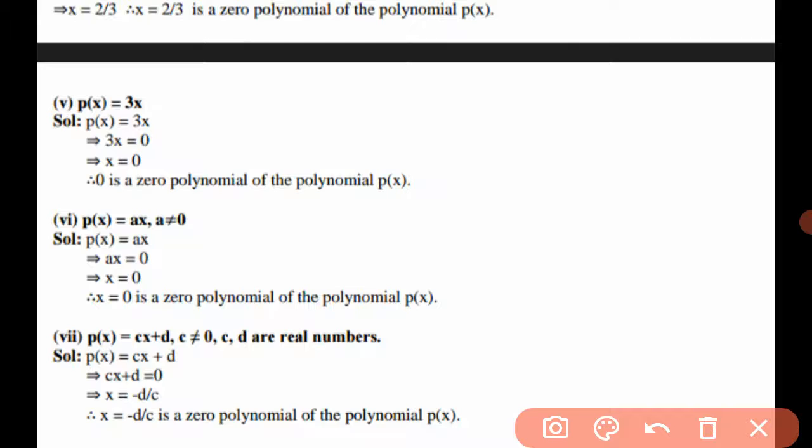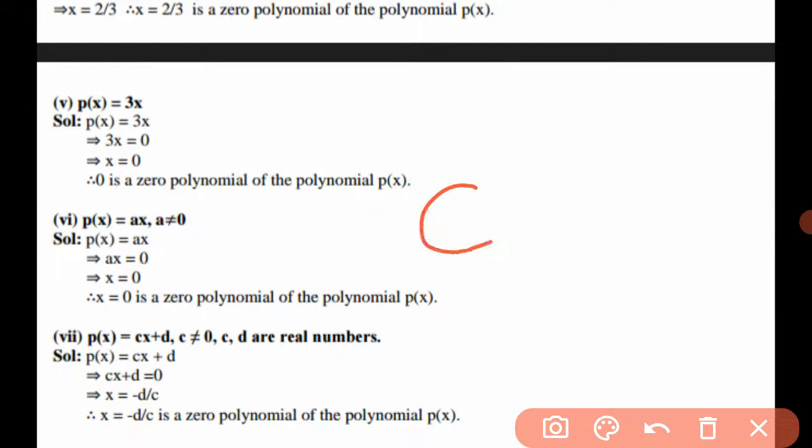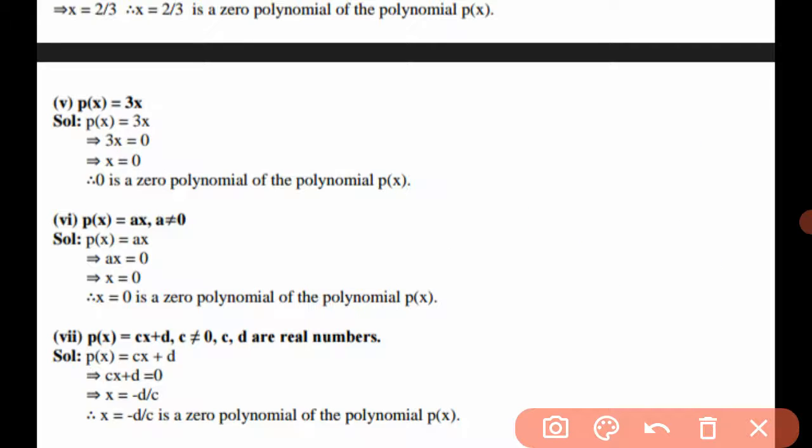Now in the seventh case we have given cx plus d, where c is not equal to 0, and c, d are real numbers. So here p(x) equals cx plus d. Now putting cx plus d equals to 0, here cx will be equal to minus d, and the value of x will be minus d upon c. So we can say minus d upon c is the zero of the polynomial p(x). So in this way we can complete this exercise.